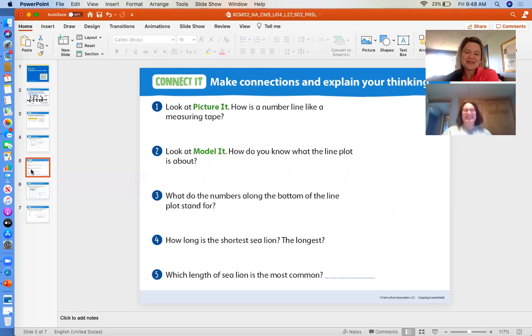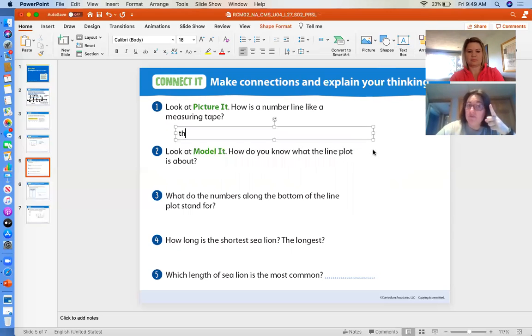All right, number 1 says, look at the picture. How is a number line like a measuring tape? Well, what did we say? That the numbers are evenly spaced, right? That's the big one. The numbers are evenly spaced and in order.